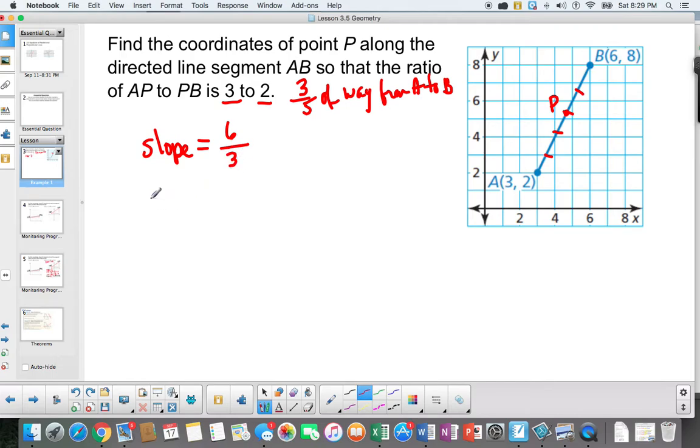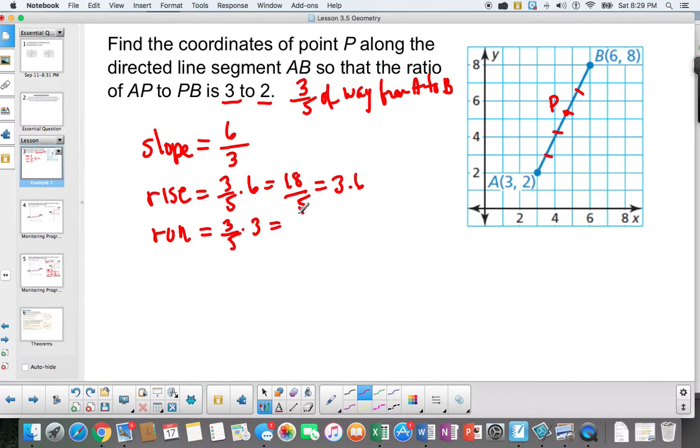What I want to do is take 3/5 of my rise, which is 18/5 or 3.6. I'm going to do the same thing with my run: 3/5 of 3, which is 9/5 or 1.8. So I want to go over 1.8 and I want to rise 3.6.